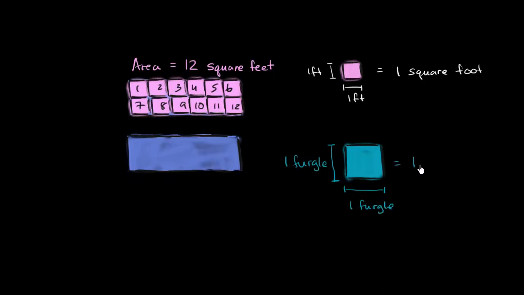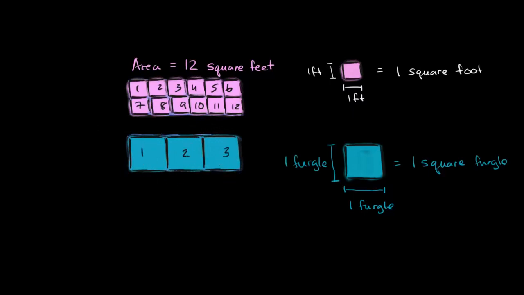And so we could say that this is 1 square fergle. So let's see how many square fergles this area, that same area that is 12 square feet, is. So let me copy and then paste. So let's see, we can get 1 square fergle on there. We can get another square fergle on there. And we can get a third square fergle on there. So we get 1, 2, 3 square fergles.